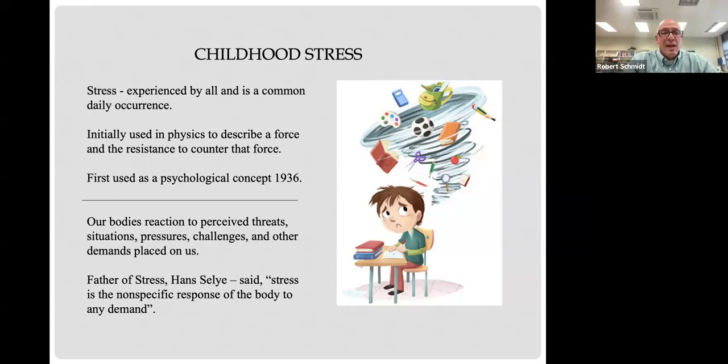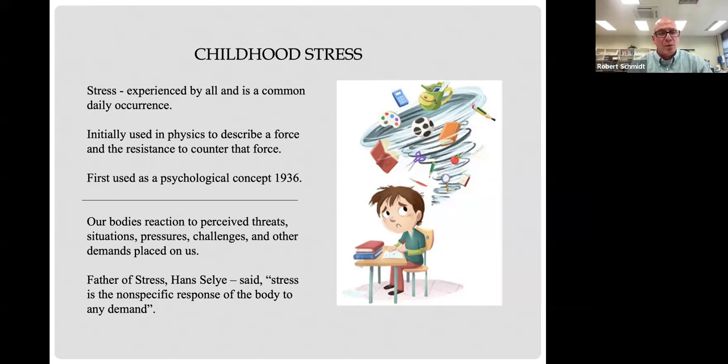So in essence, what stress is, is our body's reaction. And the word perceived here, perceived threats, is important, because each and every one of us has different perceptions of what a stressor may be, given our own lived experiences. So what may be a stressor for you may not be for me, and vice versa. And the same thing with any sort of trauma experience. We may have different lived or shared experiences that may be self-perceived as what a trauma even is for each and every one of us.